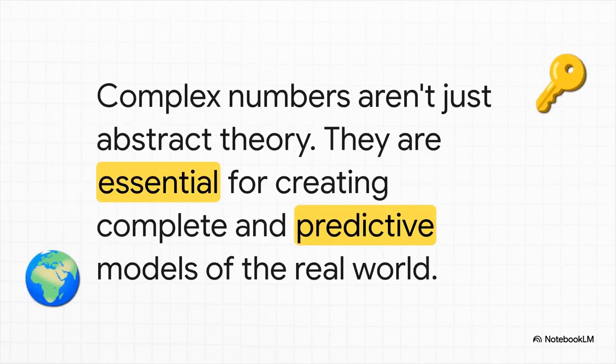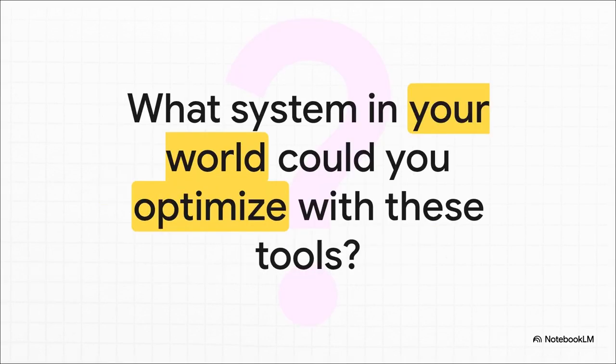So the ultimate takeaway here is this, that strange little number i and the complex roots it helps us find aren't just some abstract curiosity for mathematicians. They are the essential ingredient that allows our mathematical models to be complete, accurate, and truly predictive of how the world actually works. And that leaves us with a final question for you to think about.